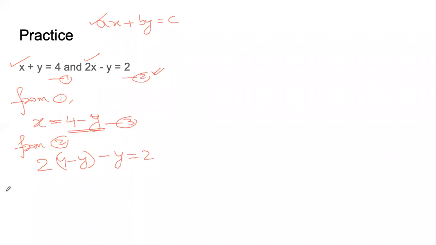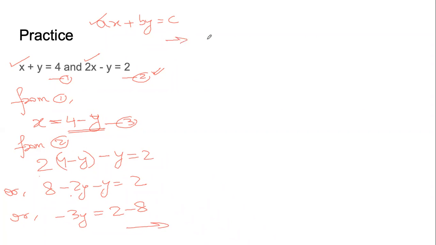Then we have to simplify this. Multiplication, 2 into 4 is 8. 2 into minus y is minus 2y. Minus y equals 2. Minus 2y minus y is minus 3y. See how integers and variables are coming together. If we take this 8 from left hand side to the right hand side, this becomes 2 minus 8. Now minus 3y equals 2 minus 8, which is minus 6. Integers. If you refuse to learn integers, you will not be able to solve this.